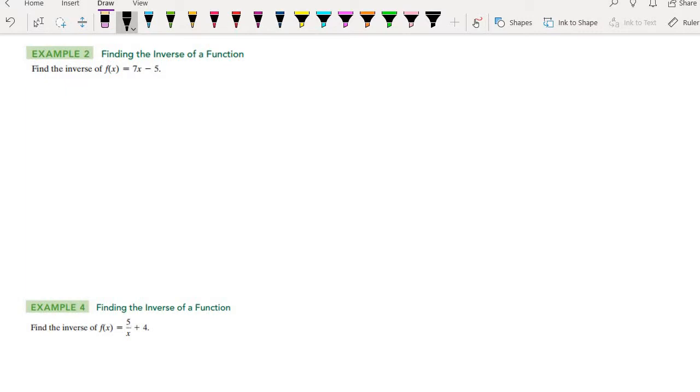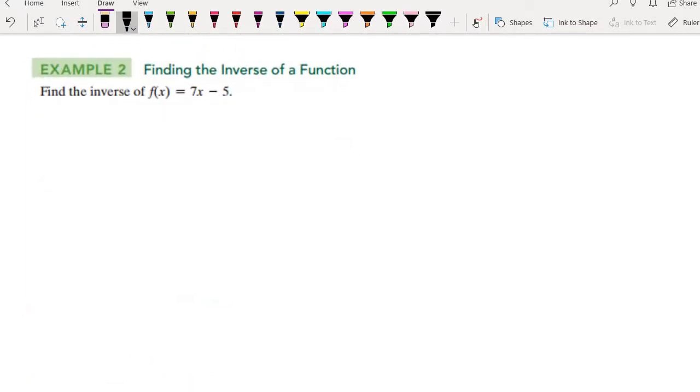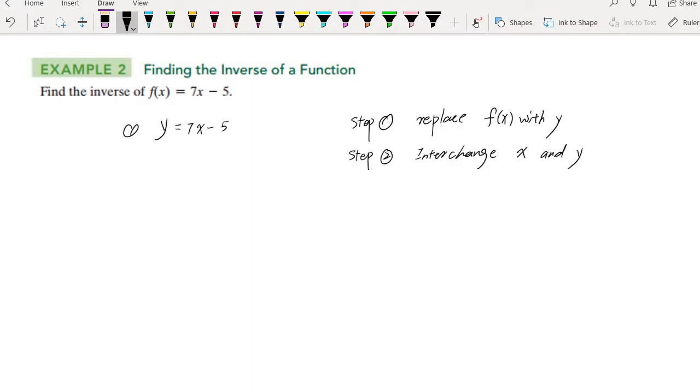Example 2, finding the inverse of a function. Here we're going to have the step by step, okay? So I'm going to write down the steps. Step 1, replace f of x with y. We have f of x equal to 7x minus 5, so I'm going to replace f of x: y equals 7x minus 5. Step 2, interchange x and y. If I see a y, I change it to x, and if I see an x, I change it to y. Step 3, solve for y.